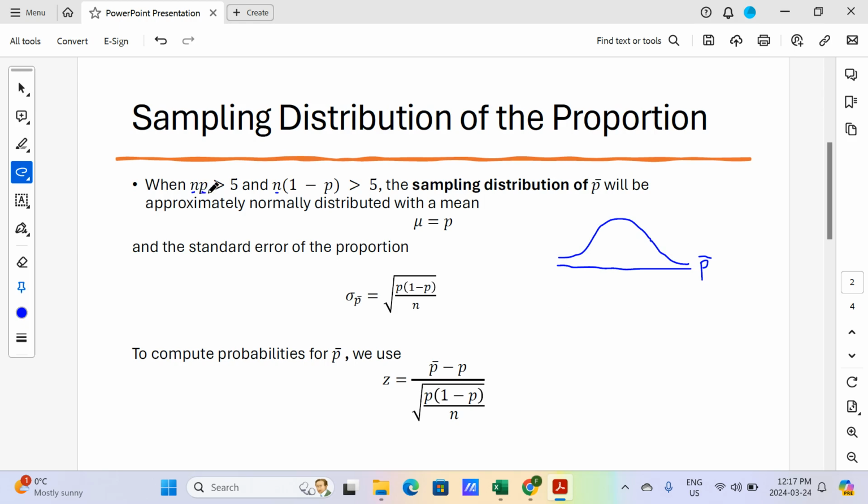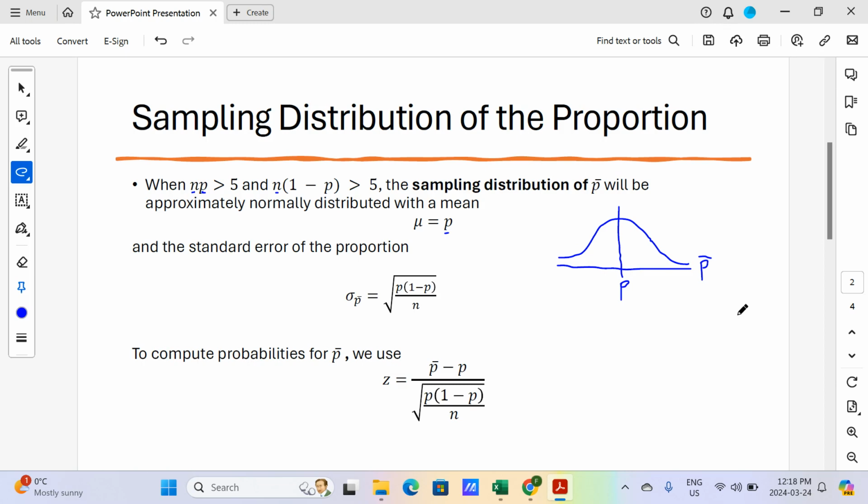If these two conditions fit, we have a bell shape for the distribution of p bar. For the normal distribution, in the middle we always have the mean value. How much is the mean value of p bar? The mean value of p bar is the population proportion. So in the middle, I have P, the population proportion. It's the mean value of the distribution of p bar.